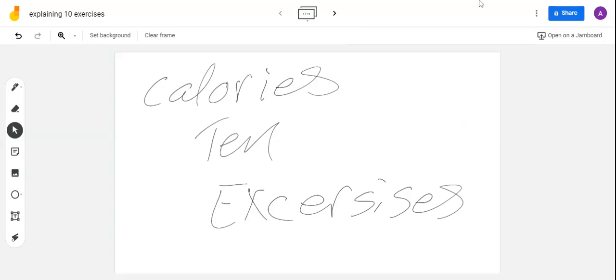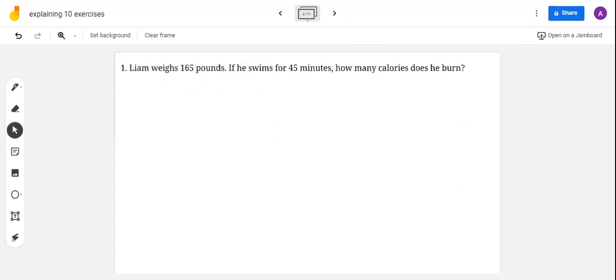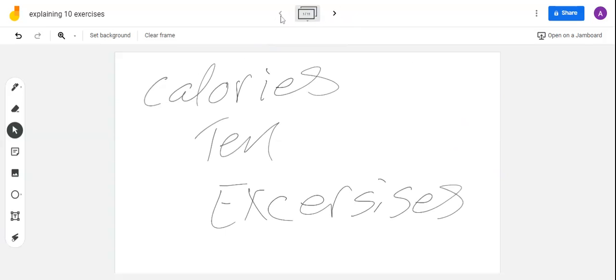All right, so today we are going to do the calories 10 exercises. Keep in mind that if I stop on question 8, I apologize. Hopefully I can get through all of these. So, I don't think I'm able to put in.